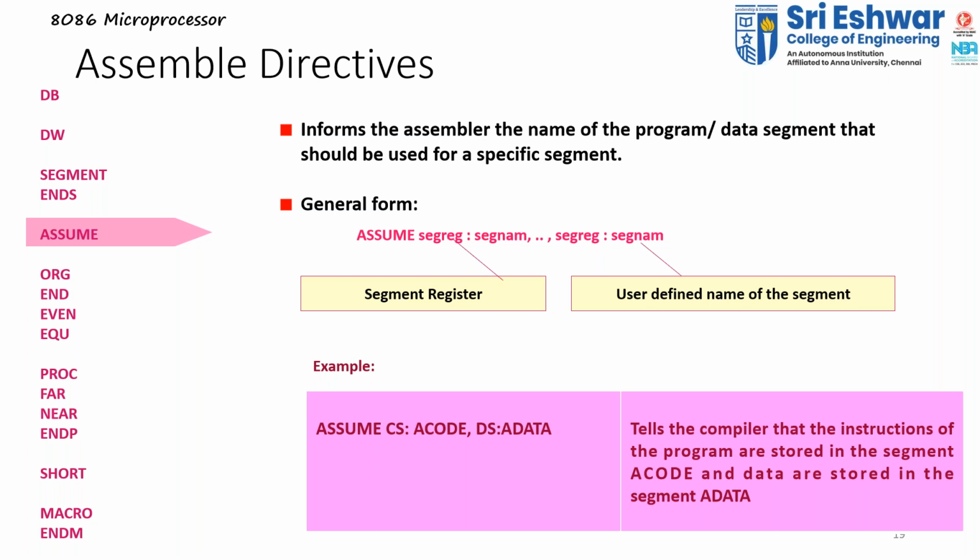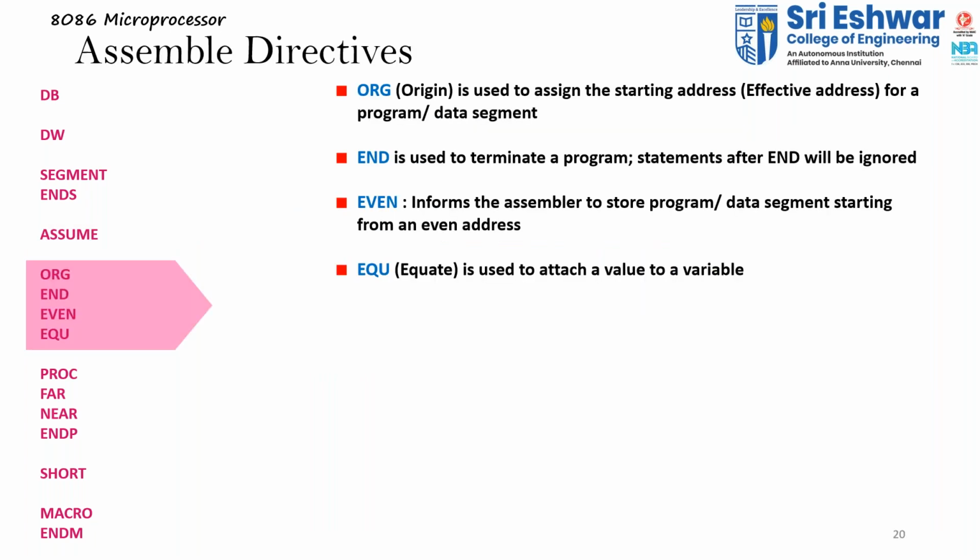And next is what? ORG, END, EVEN, EQU. So what is ORG? ORG is origin. This is used to assign the starting address for any program. Any program we can start by using 1000 as an address location, so that 1000 is said to be the origin. The first line of the program represents the origin. Each and every instruction will be stored in a memory location, and that memory location is pointed to as the origin.